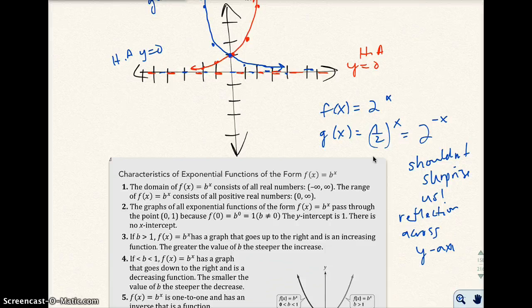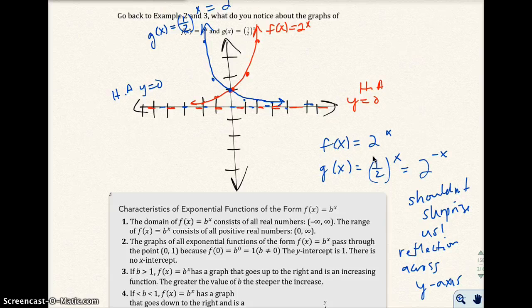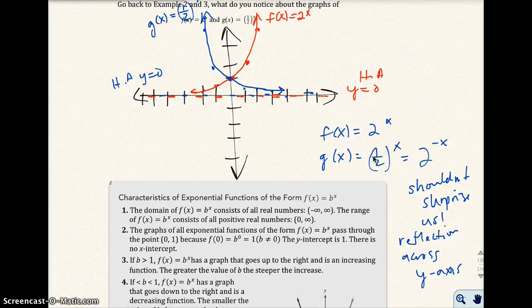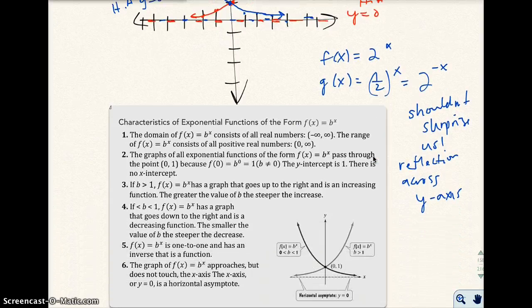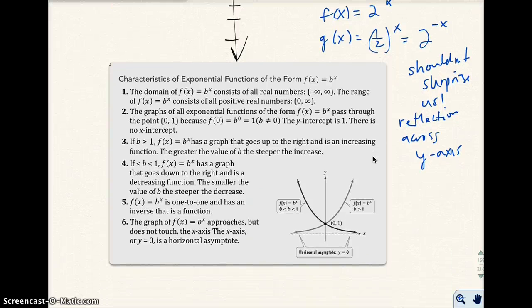Okay, so let's go ahead and look at some characteristics of exponential functions. These are going to be true about any exponential function in the form of f of x equals b to the x. You can always have a domain from negative infinity to infinity. x can be any number. The range is going to consist of all positive real numbers, from 0 to infinity.